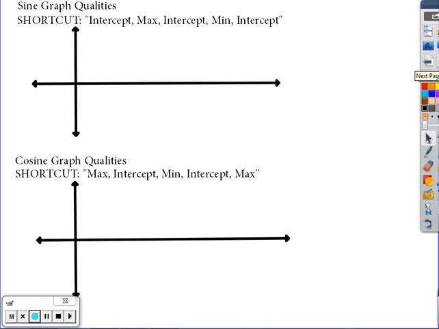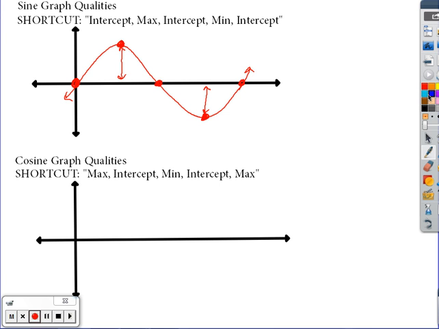Moving on here, so sine qualities. The shortcut, the phrase, or the order of points that you need to remember for sine is that it always starts at an intercept. Okay, it goes to a max, comes down to an intercept, it goes to a min, and comes back to an intercept. Those maxes and mins are always equidistant from the center axis. It does keep going forever, but those are the 5 points in the 5-point graphing method for the next video that you're going to need to know, and you need to memorize that pattern for sine.